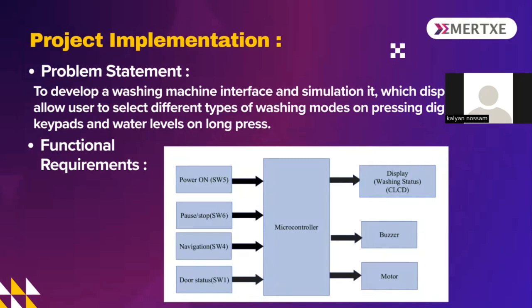Firstly, our washing machine looks just like a real-life washing machine, which has different modes for different types of clothes and different types of washing, like water, rinsing, spinning, washing, etc. In our washing machine, we use several peripherals: an LCD for display, a buzzer for alarm, a motor for running whenever the washing machine is powered on, and various switches to control the navigation.